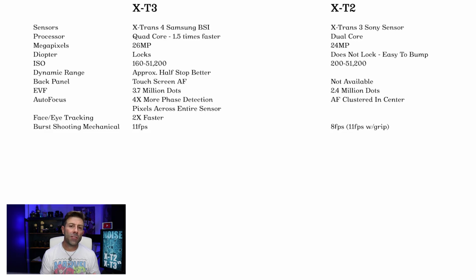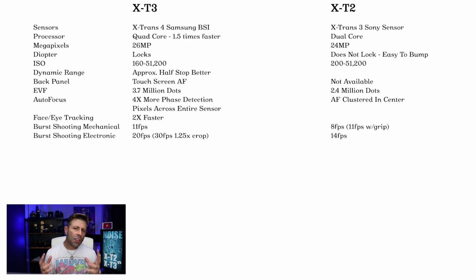Now, as far as burst speeds goes, the X-T3 will burst all the way up to 11 frames per second in mechanical shutter mode, whereas the X-T2 will only take you to 8 frames per second unless you buy that battery grip, whereas it will equal the X-T3 all the way up to 11 frames per second. Now, in electronic shutter mode, the X-T3 will hit 20 frames per second, but will go all the way up to 30 frames per second with a 1.25 crop, whereas the X-T2 will get you up to 14 frames per second, and that is it.